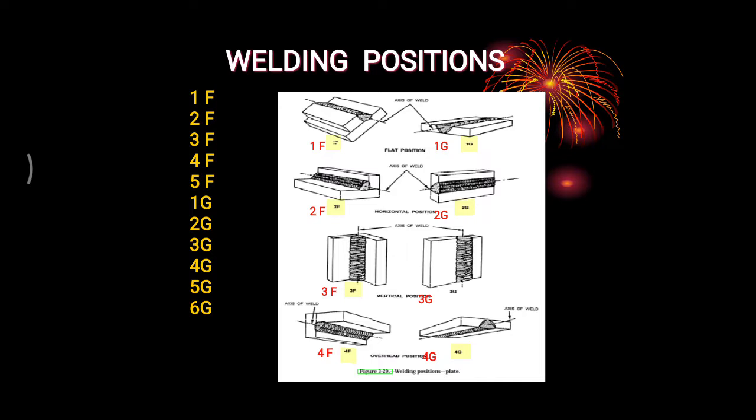Now see number 4. Number 4 is for the overhead position. Suppose you are under a roof and the welding joints have to be done above your head. That will be the overhead position. And F is for the fillet joint and G for the groove joint.